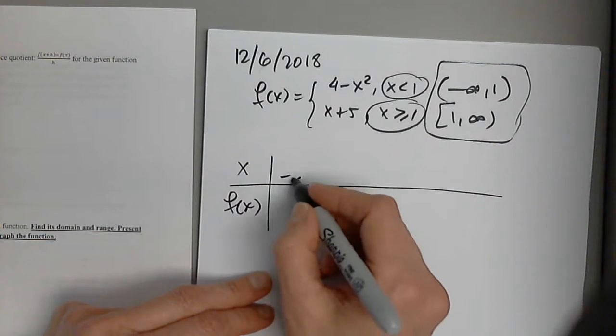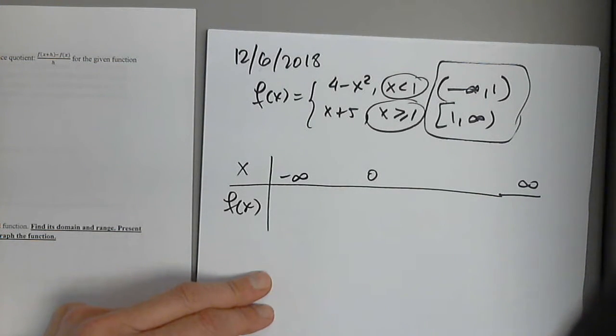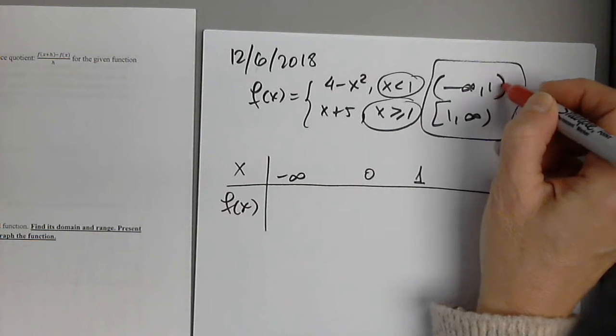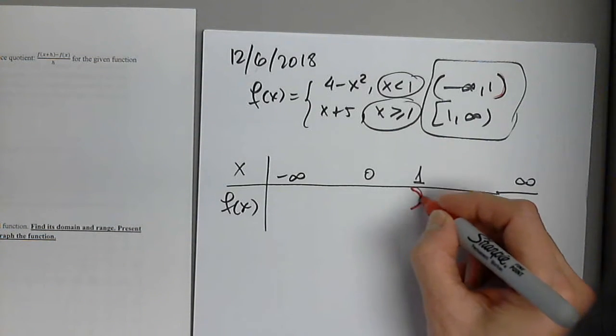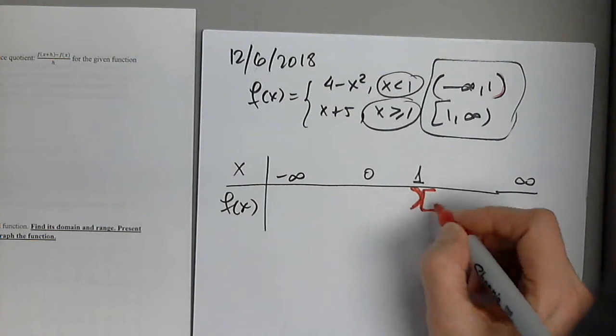In the table, I have to have everything I want, especially 0 and 1. 0 has to be in the table no matter what, because it will give us the y-intercept if there is one. And 1 in this case is the key x value because we'll have underneath a parenthesis facing left, this one, and a bracket facing right, touching.